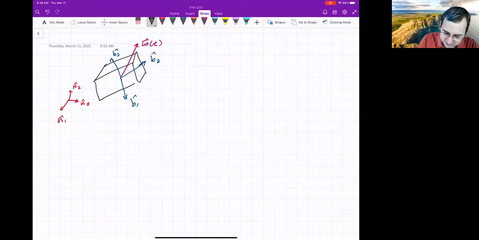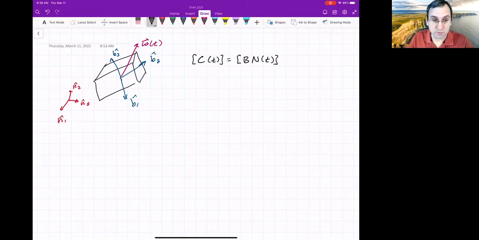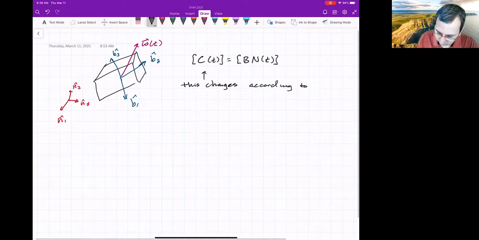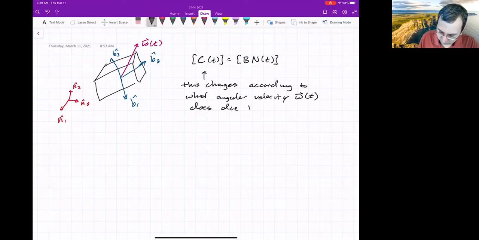And all of that is contained in that rotation matrix C, which will be, in general, changing in time. And then using the explicit frame labeling, the C matrix represents how the B unit vectors are moving compared to the N unit vectors. So this changes. The body is going to be arbitrarily rotating around according to the angular velocity. And that'll usually be due to rigid body dynamics.